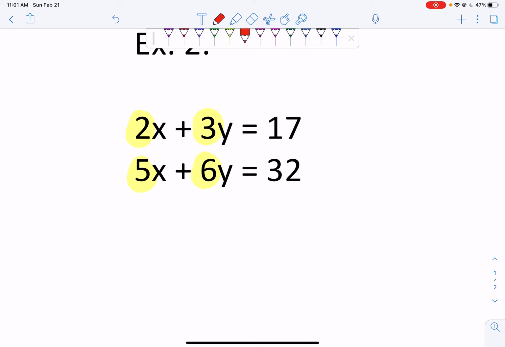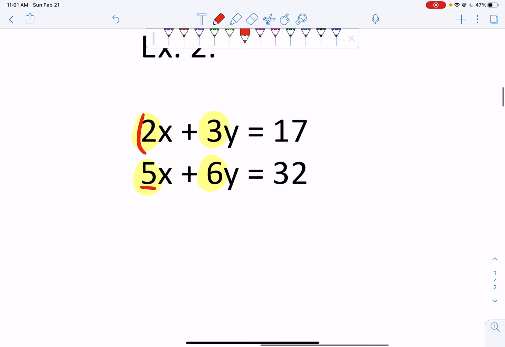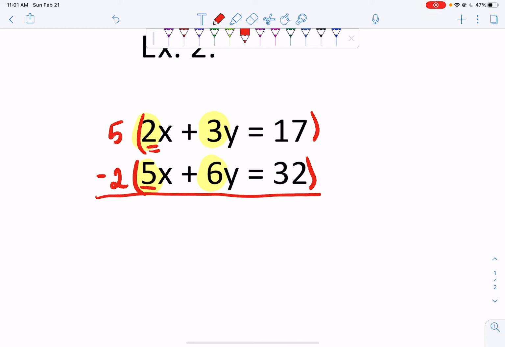So when I eliminate my x's, here's what we do. I have a 5 right here, so I'm going to put a 5 in my first equation. I have a 2 right here, so I'm going to put a 2 in my second equation. Here's the issue. If I keep them both positive, everything's going to stay positive and nothing will eliminate. So what I'm going to do is make my 2 a negative. Now that we have our numbers on the outside of our equations, we're now going to distribute.